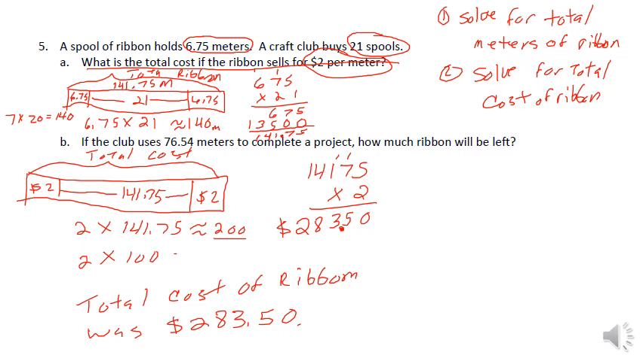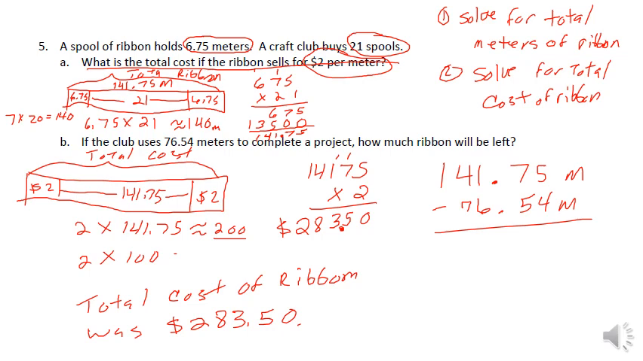left? Okay. Well, we come back over here and we already solved for the total ribbon. Total ribbon was 141.75 meters. So we have 141.75 meters, and it says they used 76.54 meters. So I have to line up my decimal point.